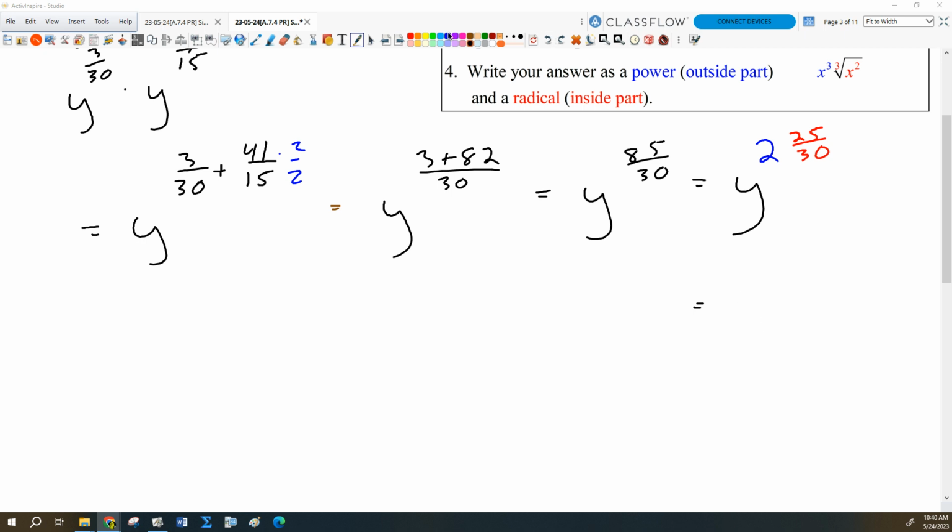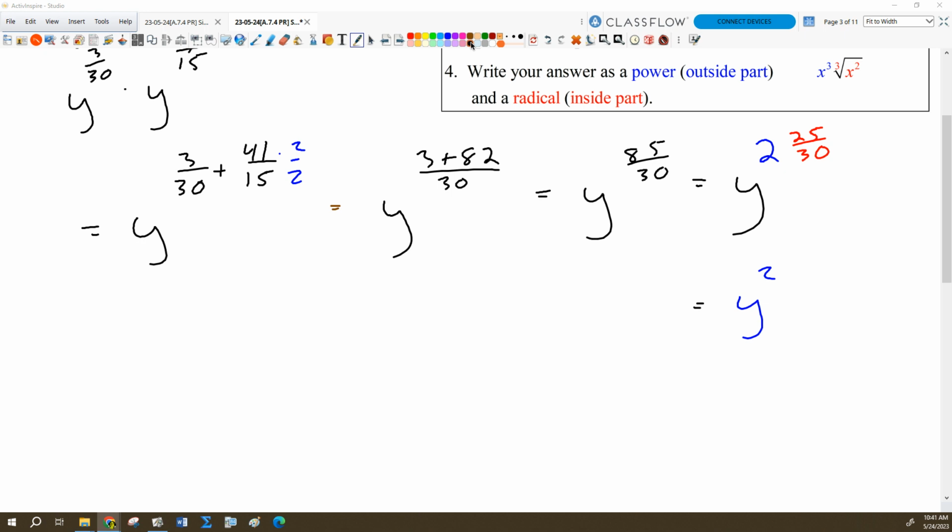Come on, that's y squared times y to the 25/30th, right? Or plus, does that make sense? What could I do with the 25/30th though? I could reduce it, right?